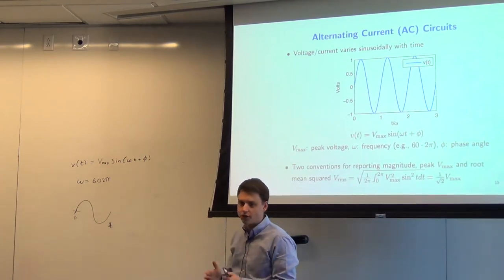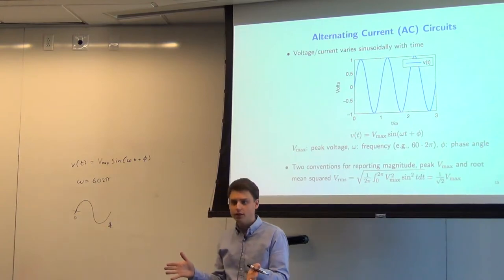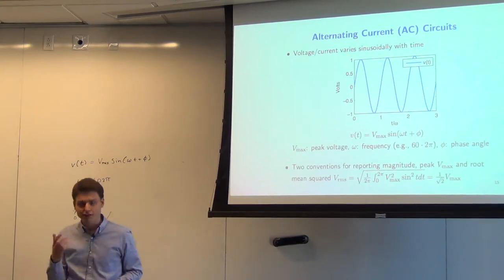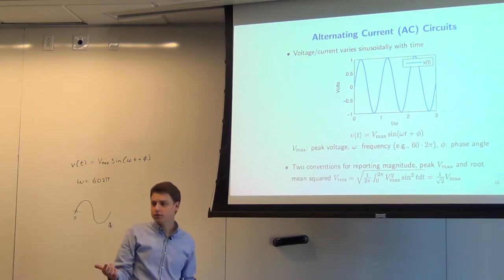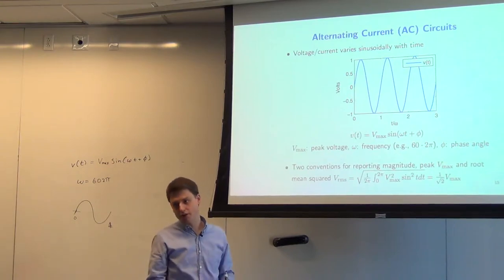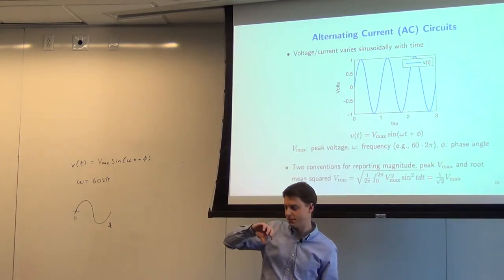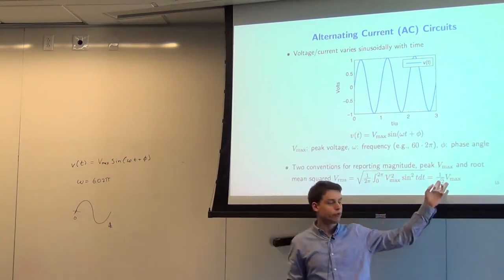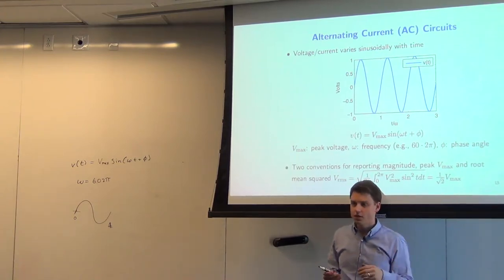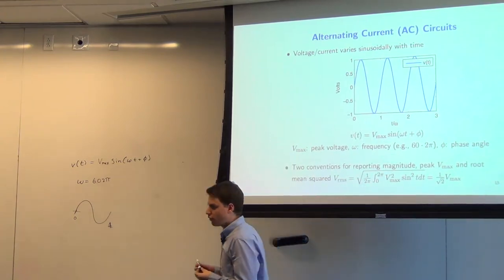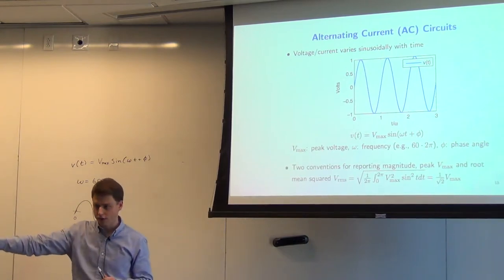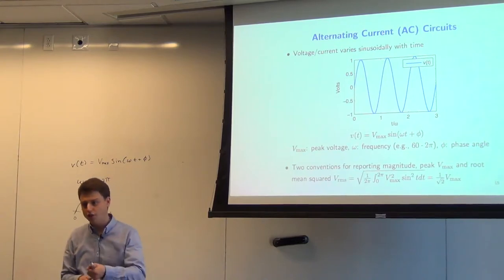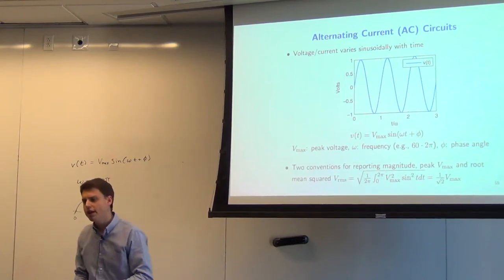If you were to put a resistor on an AC circuit and put one on a DC circuit, they would burn the same amount. They would use the same amount of power, where power is the voltage times the current, and we'll talk about what power means in the AC sense. They would use the same amount of power when the DC voltage and the AC root mean squared voltage are the same. So if you put a resistor on 120 volts root mean squared AC, that would take up the same amount of power as the same resistor on a 120 volt DC circuit. And we'll see why that is exactly.